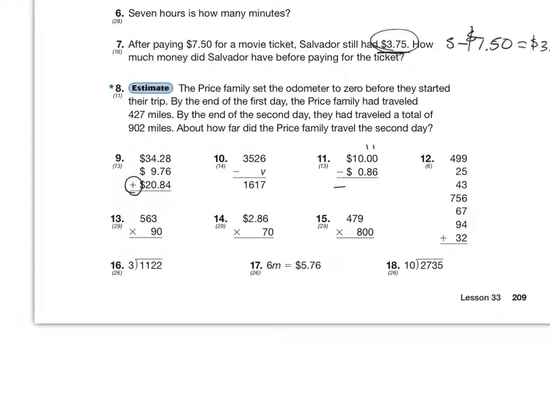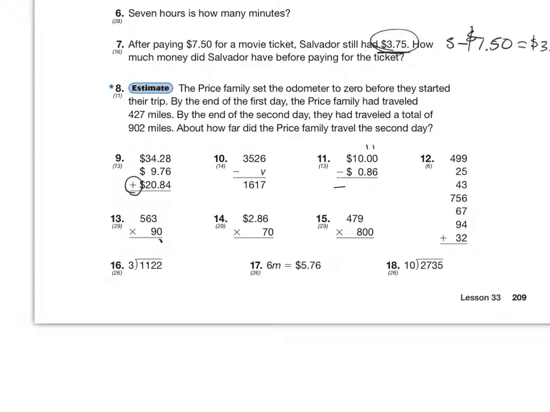Oof, you have to borrow. Remember to regroup. 13, oh, you have to regroup on that one. 15, it doesn't look like you need to regroup or anything. Oh, no, there's no regrouping. I'm sorry, that's timesing on 13, so you don't have to worry about regrouping. You just have to multiply and add a 0 because you're multiplying times 90, all right?